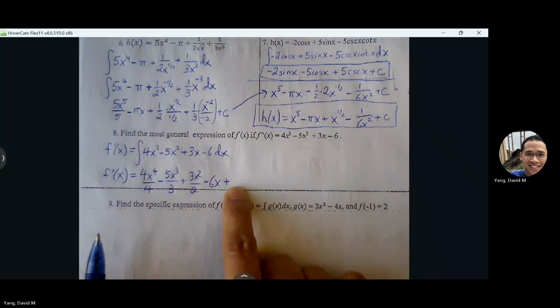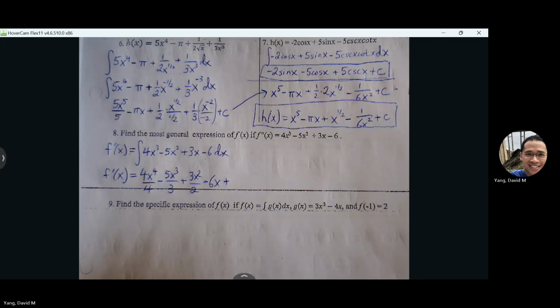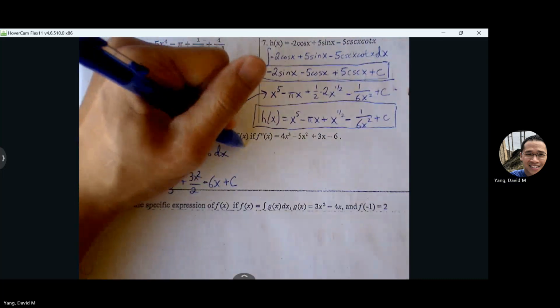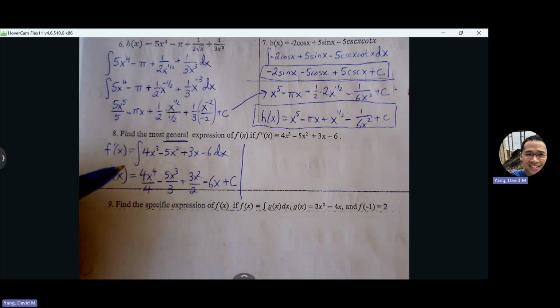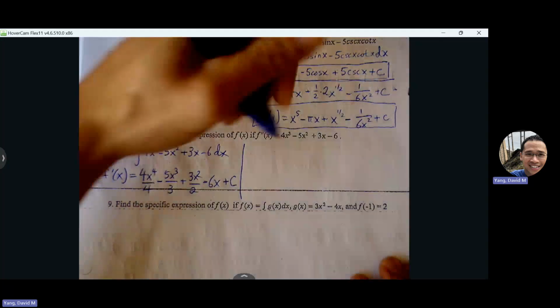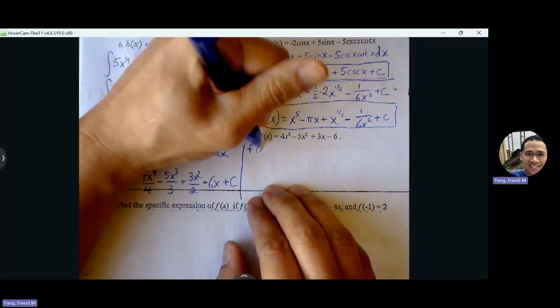Plus what? It says find the general expression, so we're not going to solve for any of the c's here. We're just going to hold on to them. Let me clean f prime up.